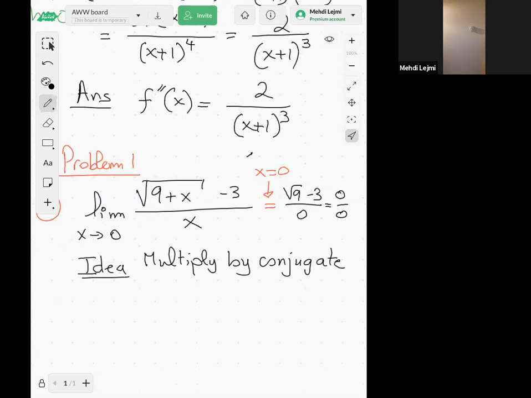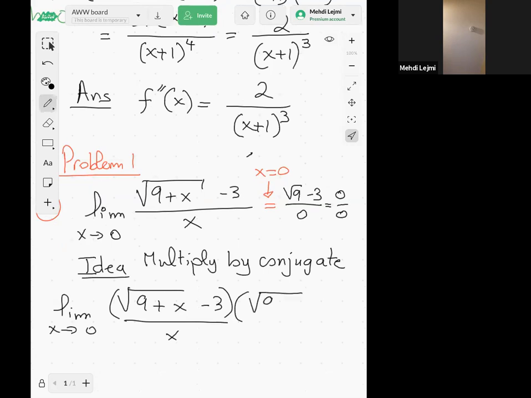So what do I mean by the conjugate? This is the limit as x goes to 0 of (square root of 9 plus x minus 3) over x. I'm going to multiply by square root of 9 plus x, and then plus 3 instead of minus 3, so it's plus 3 here, over square root of 9 plus x plus 3, of course over the same thing.